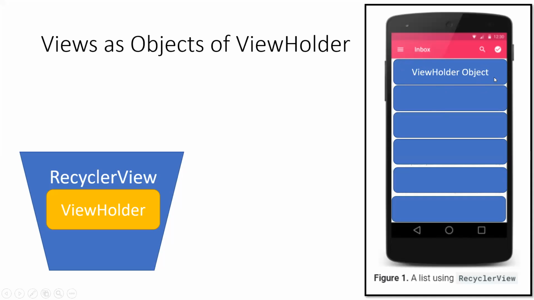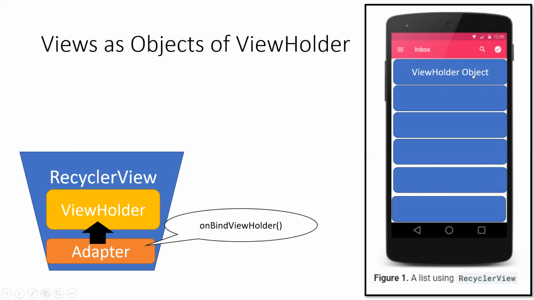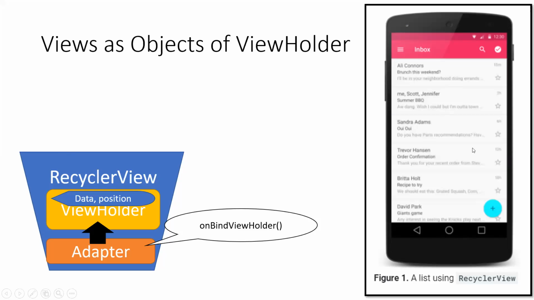Okay, so this represents your view holder object. So RecyclerView contains a view holder. When this view holder is bound to data by an adapter, it looks like this. So every view holder contains data now because the view holder has been bound to the data.